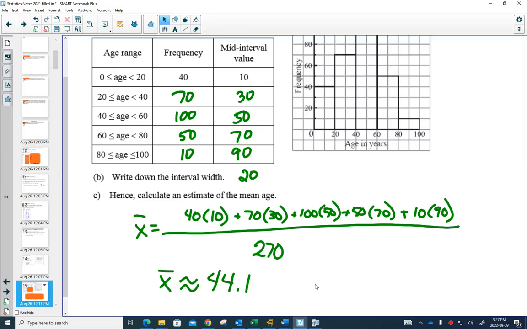So for next class, we've got example 2 and 3 with frequencies. I plan to get your textbooks ready and also have a look at your labs.